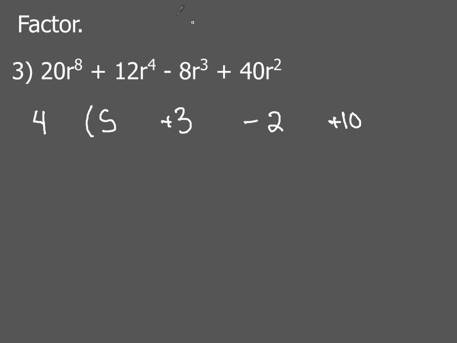Now if I look at my exponents, of course, I've got r to the 8th, r to the 4th, r cubed, and r squared. My smallest exponent is r squared. So I'm going to have r squared factored out of each one of those.